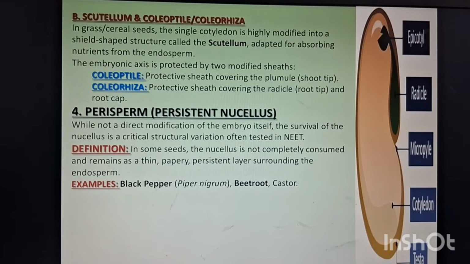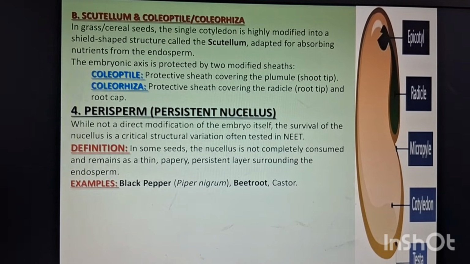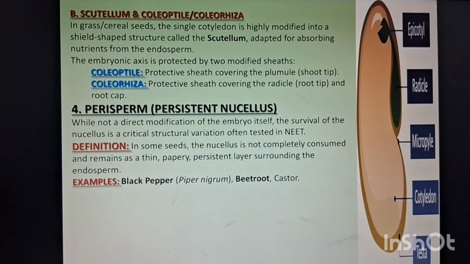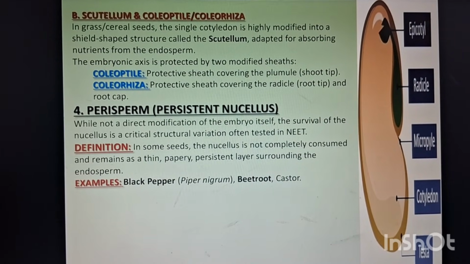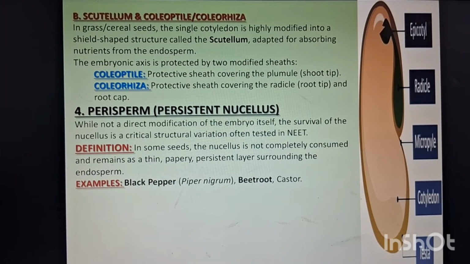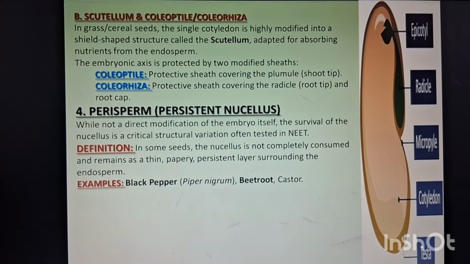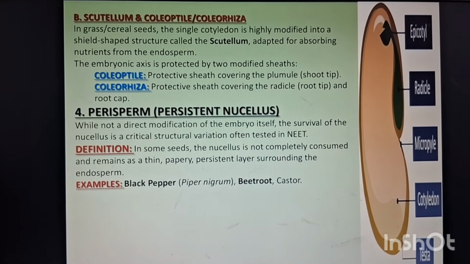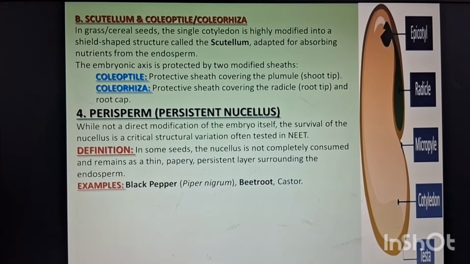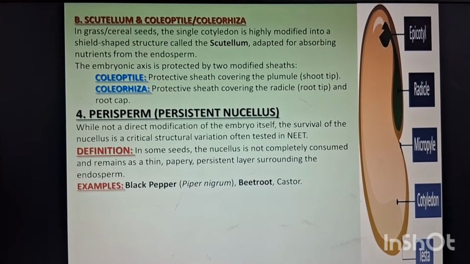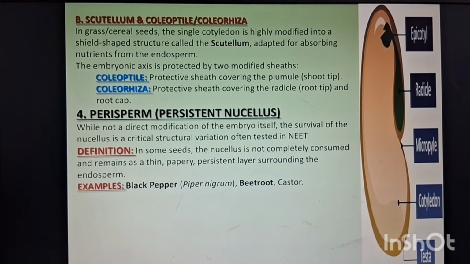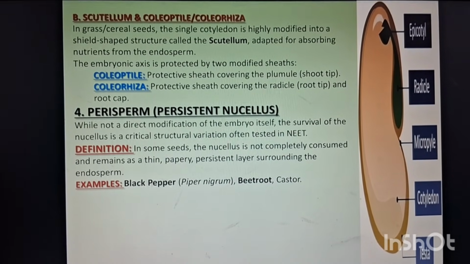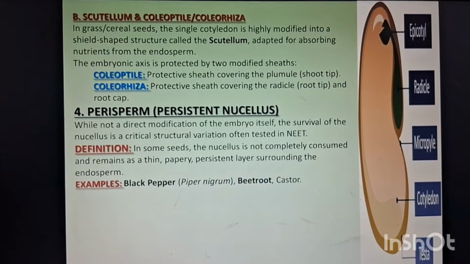Next, perisperm or persistent nucellus. While not a direct modification of the embryo itself, the survival of the nucellus is a critical structural variation in the seed. Definition. In some seeds, the nucellus is not completely consumed and remains as a thin, papery, persistent layer surrounding the endosperm. Next, examples of the perisperm, black pepper and beetroot.